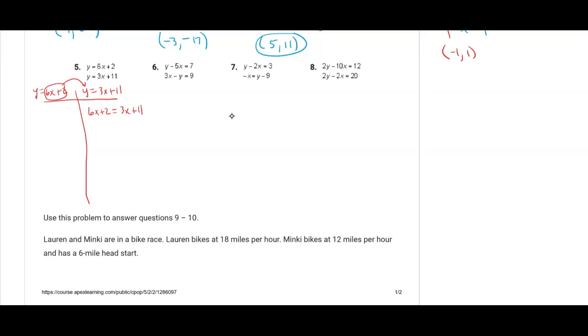I'm going to go ahead and solve for x here. Subtract 3x, subtract 2, and I would get 3x equals 9. When I divide by 3, I would get x equals 3. Now, once I get x equals 3, I come back over here. 6 times 3 plus 2 gives me 18 plus 2, which is 20.